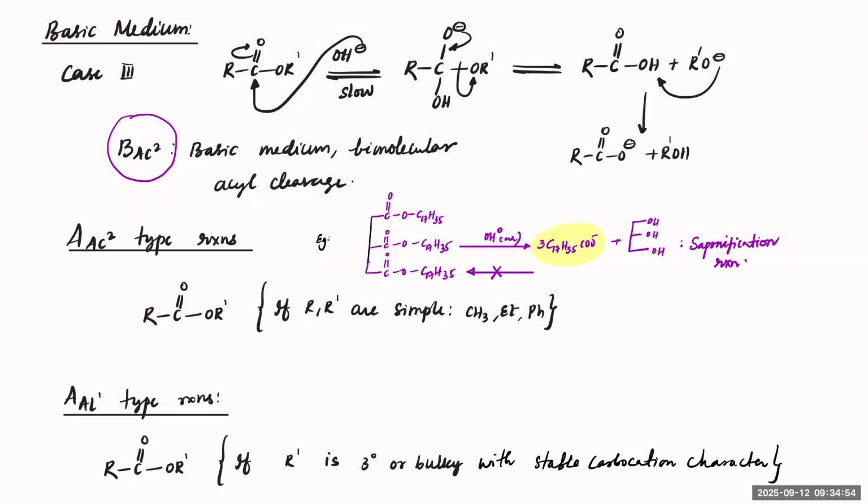So in this case, RO minus is leaving, acid is forming, RO minus will take H plus and you will get carboxylate and alcohol. Now you notice this mechanism here. It is a base catalyzed mechanism. It is also making an acyl cleavage. And how many molecules are involved in this? Two molecules are involved. So it is BAC2. Okay, clear, beta?